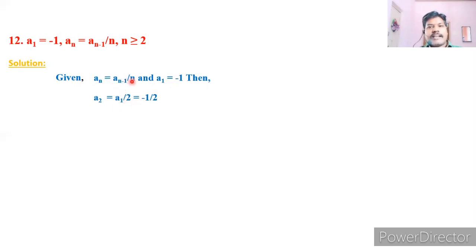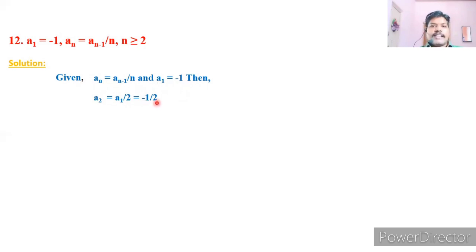a1 by n. N value is 2, so you can replace that value. So a2 is equal to a1 by 2. The a1 value is already given in the question, that is equal to minus 1. So replace that minus 1 value here. So it will become minus 1 by 2.